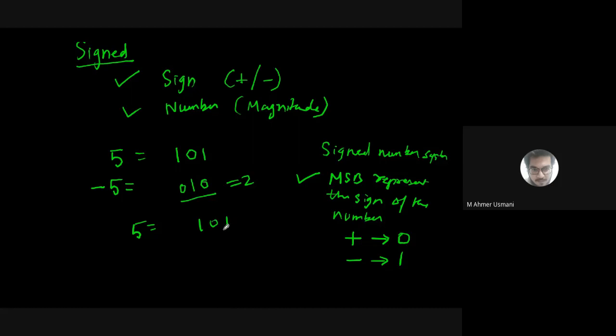101 का मतलब 5 नहीं होगा. अगर मुझे 5 करना है, which is positive, I need to add an extra bit, an extra MSB, and that MSB will represent my sign. Is it clear? Yes, sir.